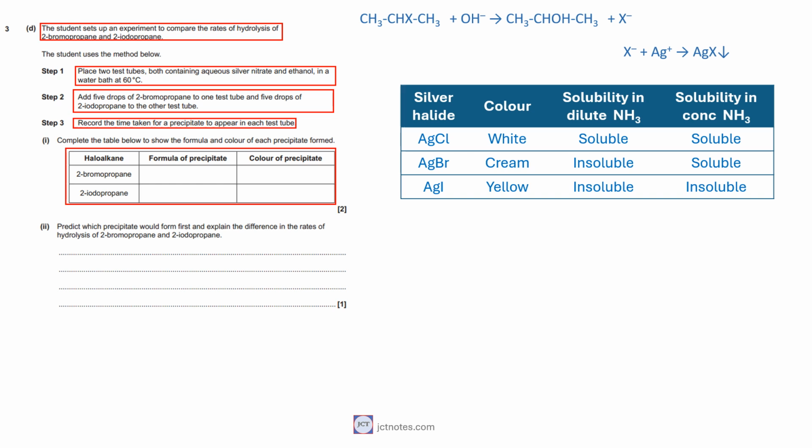Therefore, the formula of the precipitate with 2-bromopropane is silver bromide, AgBr, and the color is cream. In the case of 2-iodopropane, it is silver iodide, AgI, and the color is yellow.